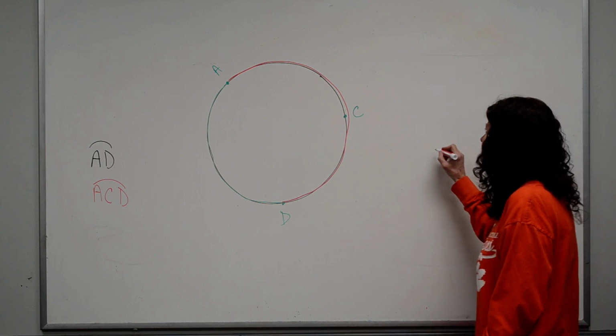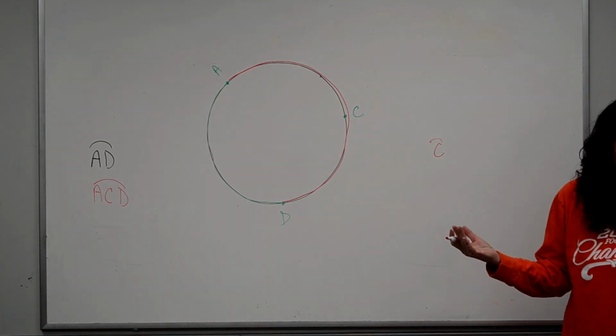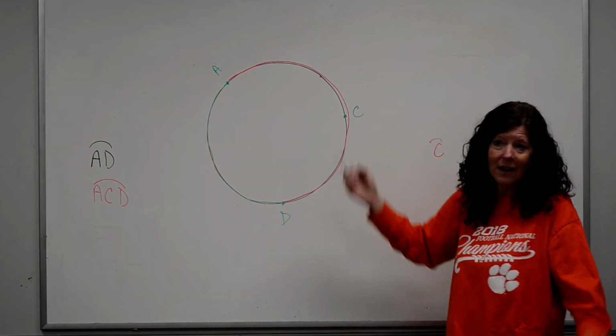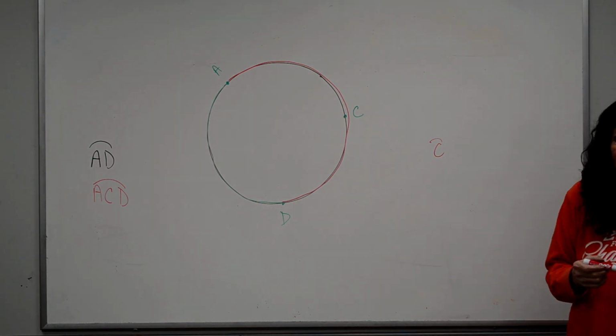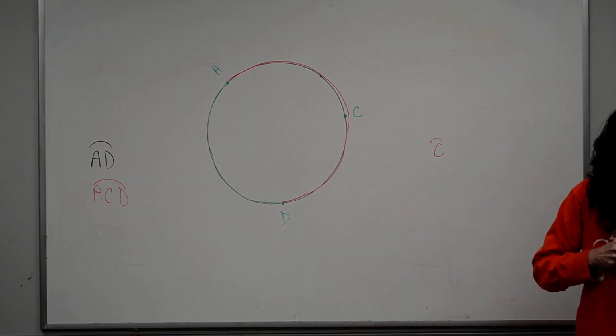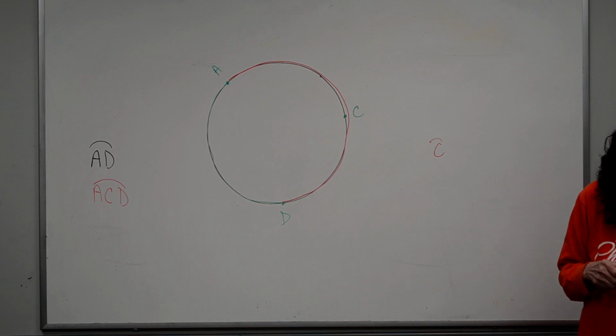Okay, so like what if I said, oh, arc C? Where's that going? Okay, I'm just gonna hang out right there and my answer is 0. Okay, so it always has to have at least 2 letters. If it's 2 letters, it's gonna be a minor arc, less than 180. If it's 3 letters, it's gonna be a major, more than 180. Okay, does that make sense?